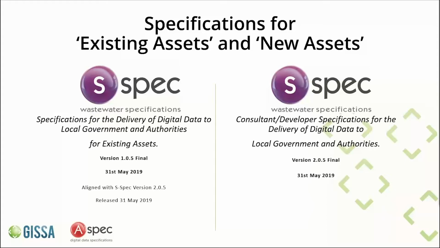And the document on the right, which is for the consultant developer specifications, that's for subdivisions, capital works, renewed or rehabilitated works, and also for community projects. These two documents are completely aligned. And we've used version 2.0.5 as the basis for creating the existing asset specification. So next couple of slides, I'm just going to show you what that looks like.